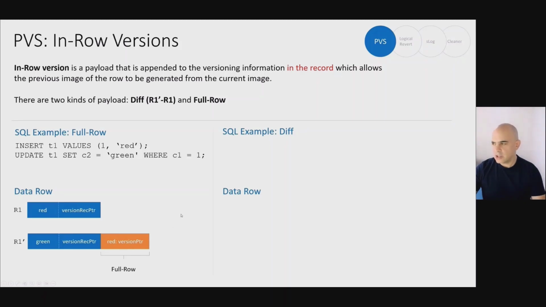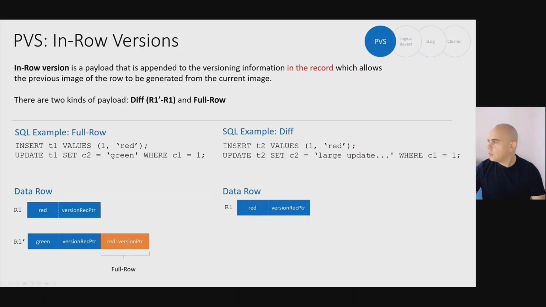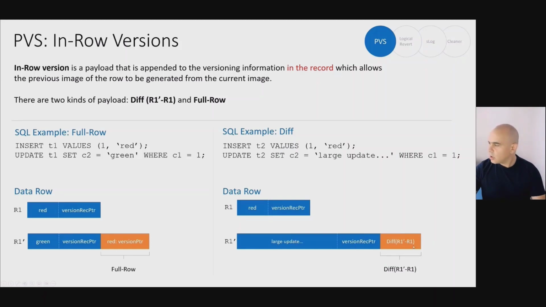That update was not large enough. In the case where the update is large enough and the full row does not fit in-row, we calculate and store the difference in-row. So on the insert, this is how the data row looks. When we update with a large update, the data row looks like this. This is the large update, the version record pointer, and the difference between these two updates. And we have the mechanism to revert to the previous version of the row using this difference.